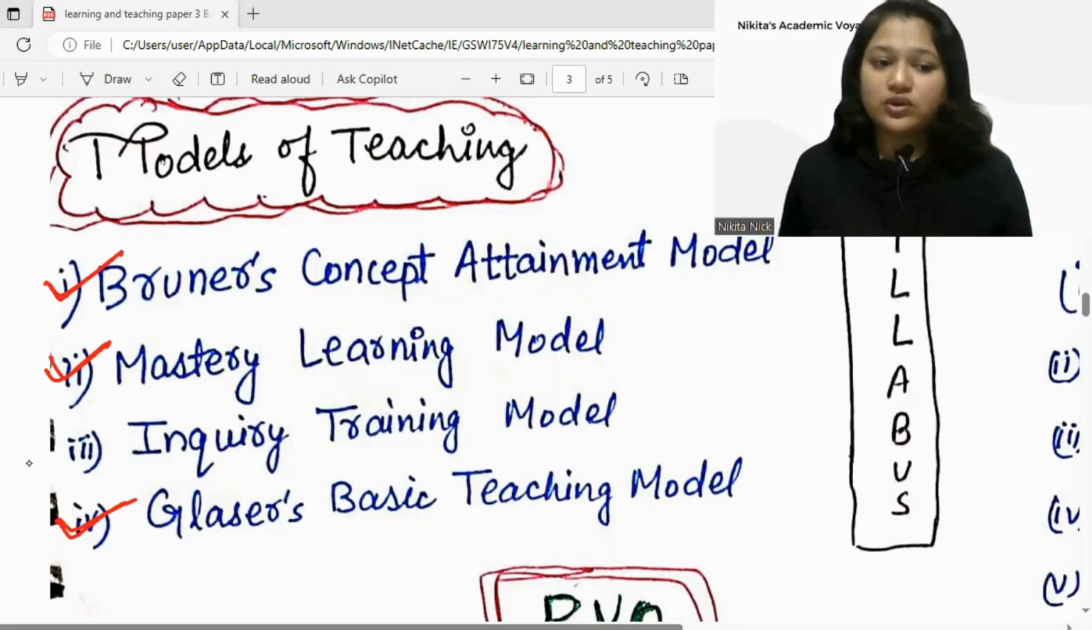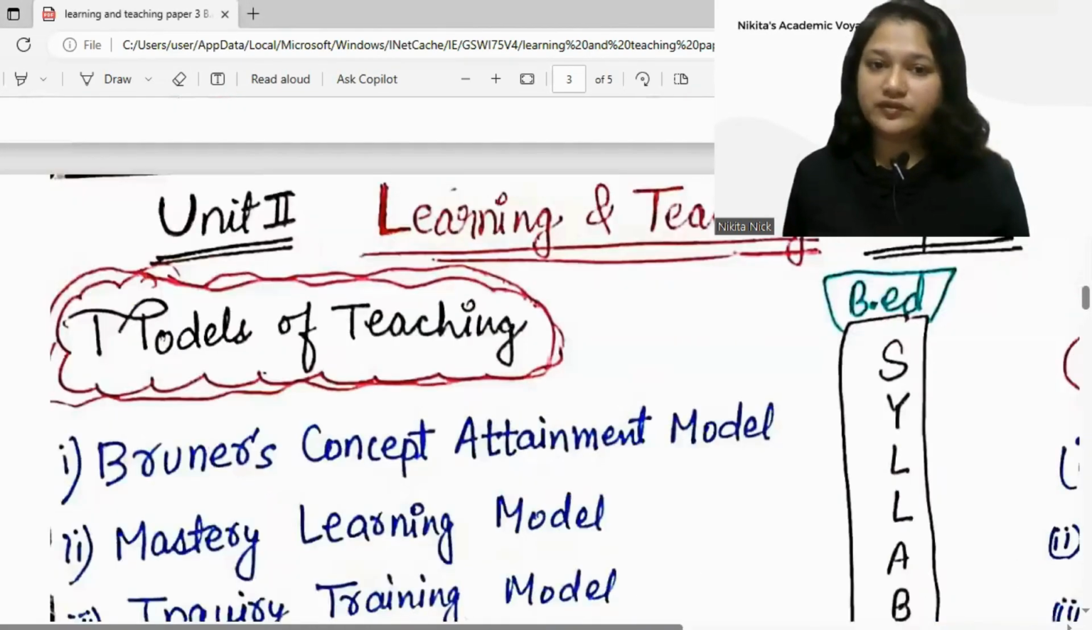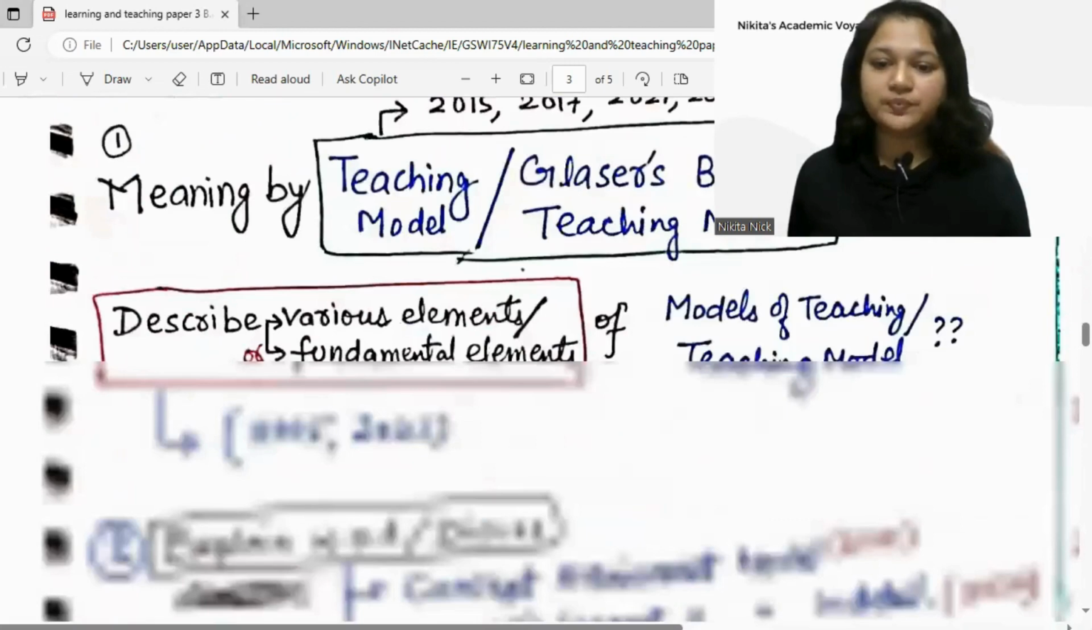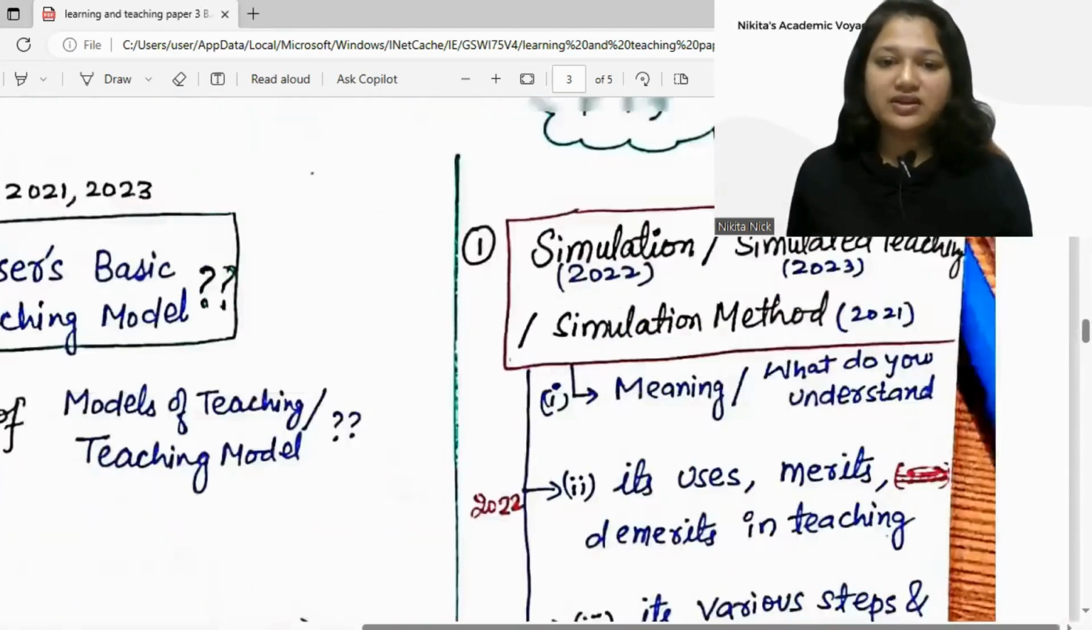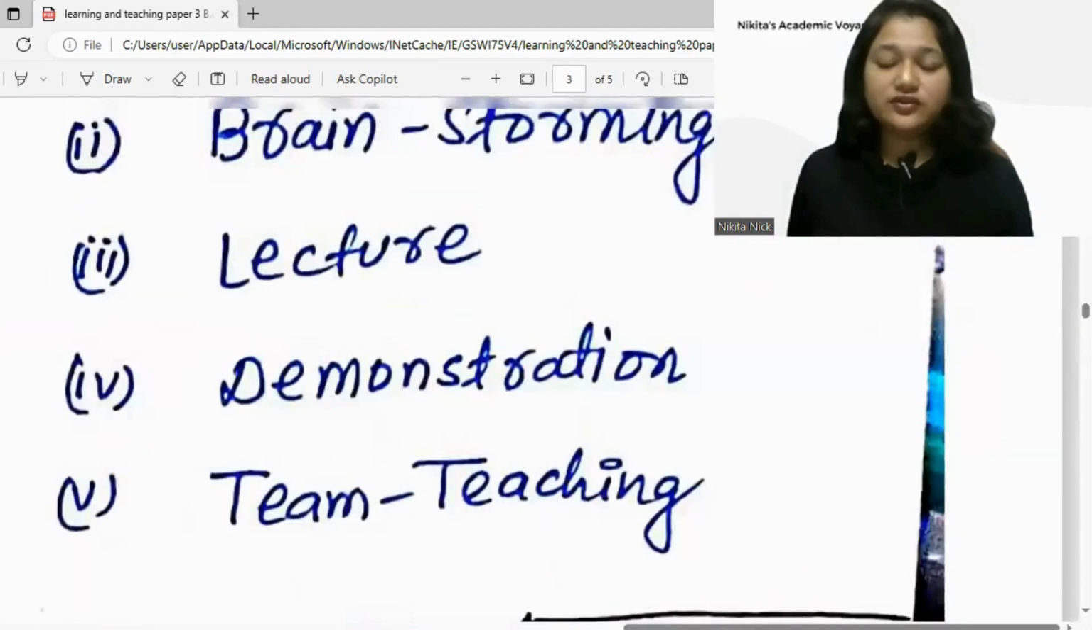As I have already told you, you can use any one of them, strategies or models of teaching. If you don't have time, then go for any one. If you have time, then study both of them. Now we'll see strategies of learning model. So strategies of teaching, sorry.